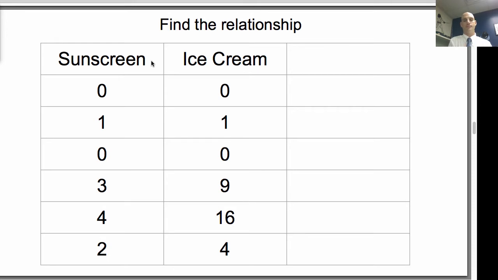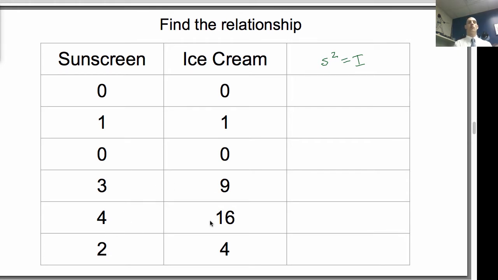cream cones. And so what we tend to do in mathematics is we go find the relationship. And so a person will say, oh, well, if I take my sunscreen and square it, that's equal to my ice cream, right? And the problem with doing that is it works. 1 squared is 1, 0 squared is 0, 3 squared is 9, 4 squared is 16, 2 squared is 4.